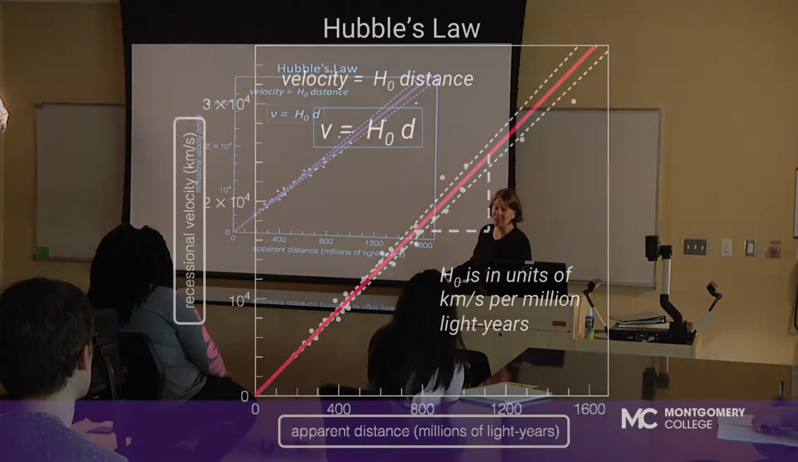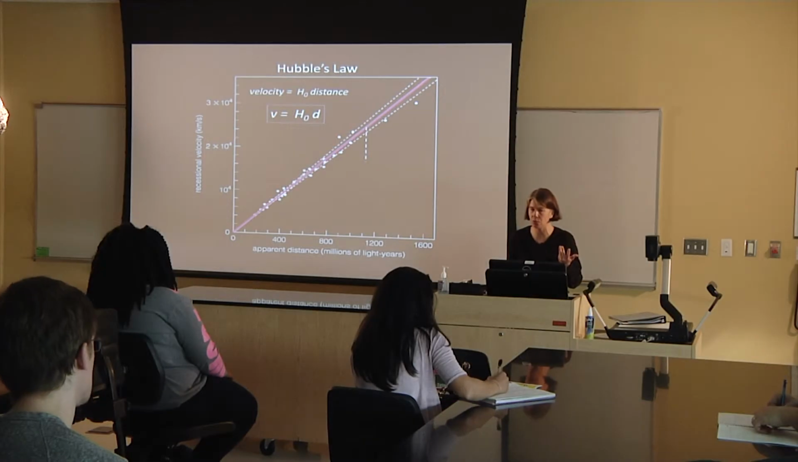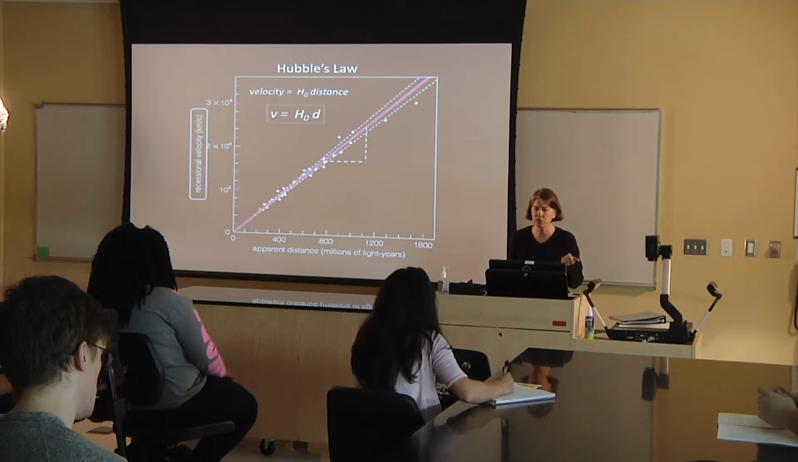In fact, this is Hubble's law. The velocity is equal to H0 times distance, all right? And H0, we'll see, is an important constant. H0 is the slope. I'm hoping you guys remember slope is rise over run, so change in velocity over change in distance.